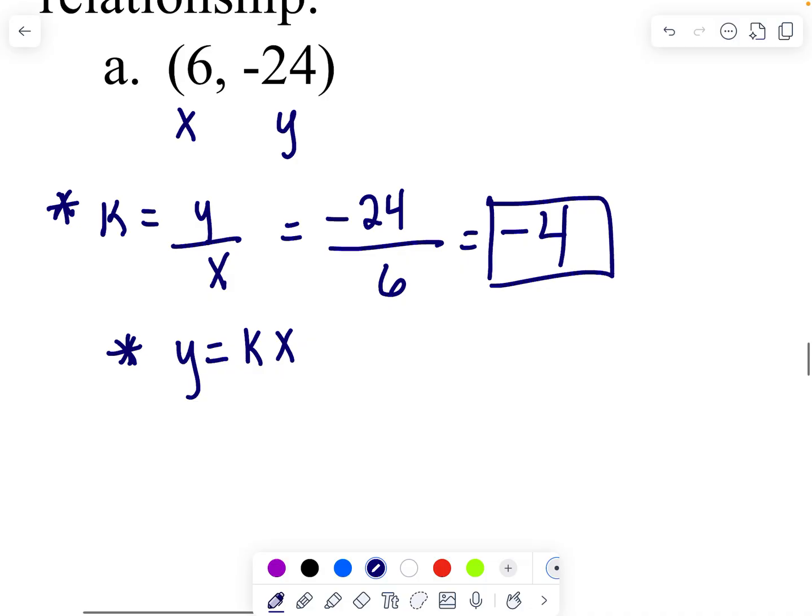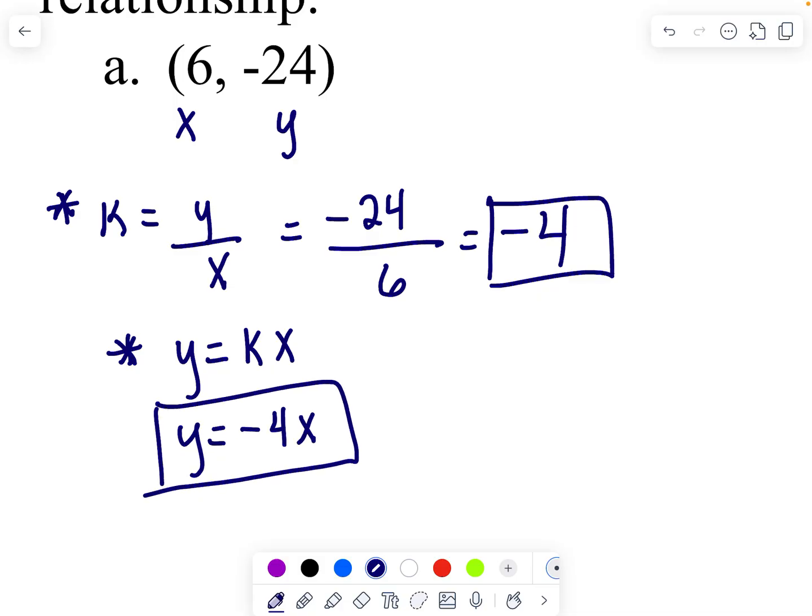But you're not done if you just write y equals kx. You have to fill in the k. So because the k we got was -4, then we're going to put a -4 where the k is supposed to go, which is right in front of the x. That's it. That's all you have to do.